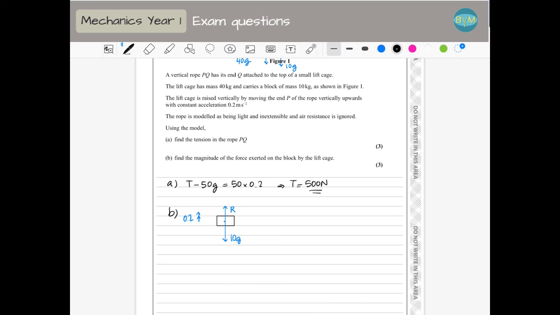So the equation for the block is going to be R, because it's moving up, minus 10G moving down, is the mass of the block, which is 10, times acceleration. And from here, R is going to be 100 newtons, and it's up. And that's why, with this question being a really quick question, please be careful, because if there is an acceleration, it is definitely different from the weight.